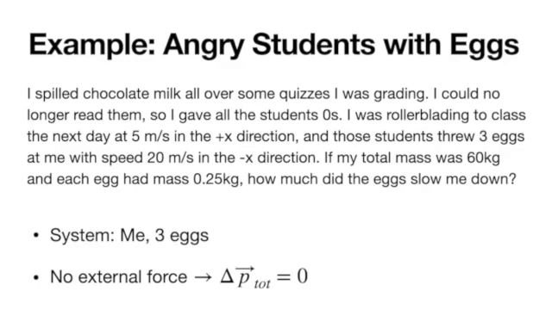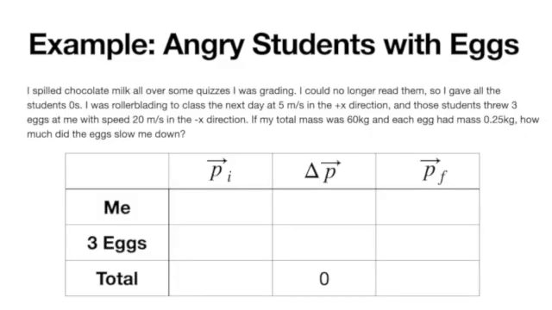Right. And so since there's no external force, our total change in momentum between me and the 3 eggs is 0. So let's make a momentum chart, and the first thing we can fill in is that our total delta P is 0. If you read no external force, you can always pop that 0 in the total change in momentum column. What else can we fill out? Well, we know the initial conditions of this problem, right? We know my mass and my velocity, so I can draw my initial momentum arrow, which is in the positive X direction and has some magnitude, and then I can also write the eggs' initial momentum.